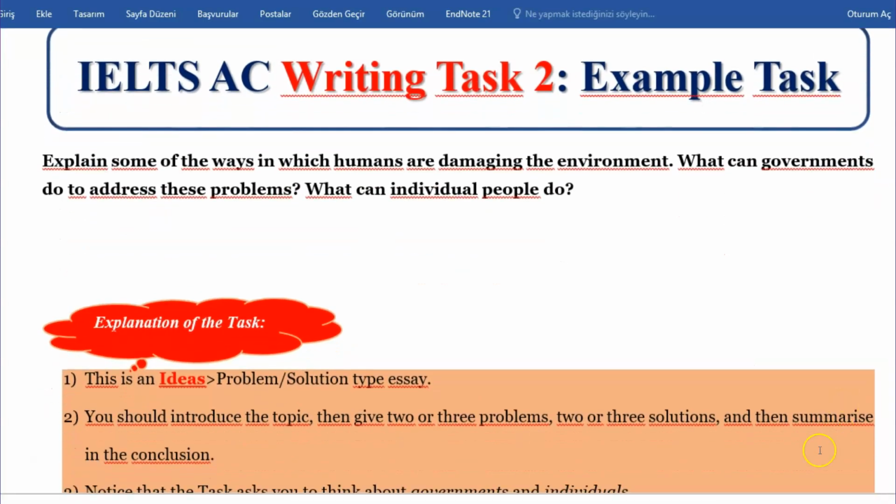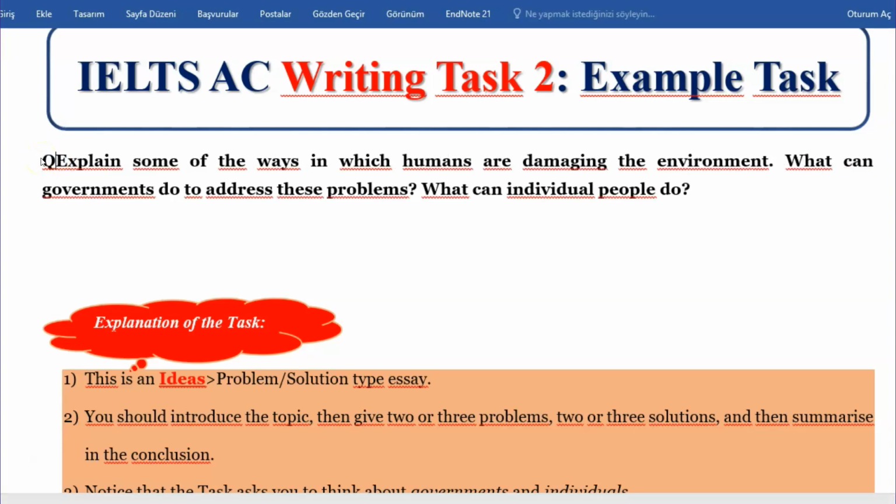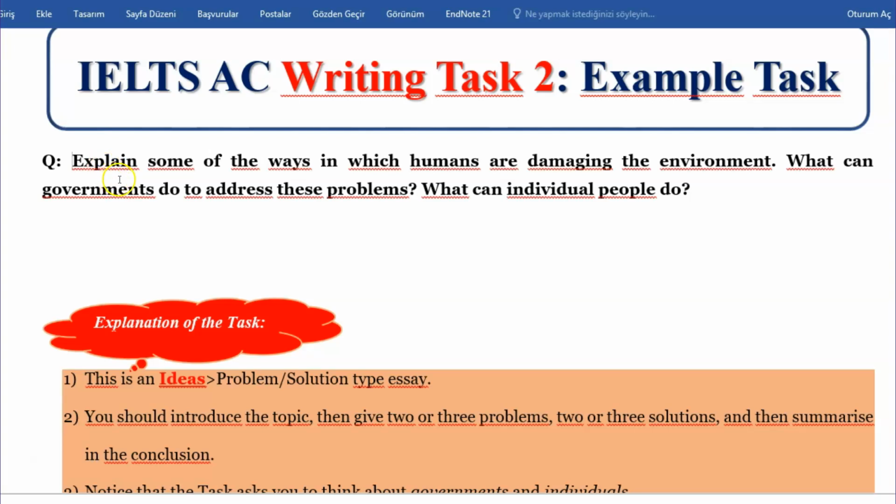Okay, our question here is, explain some of the ways in which humans are damaging the environment. What can governments do to address these problems? What can individual people do?